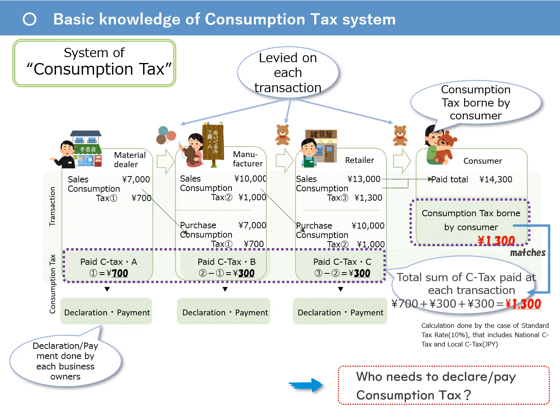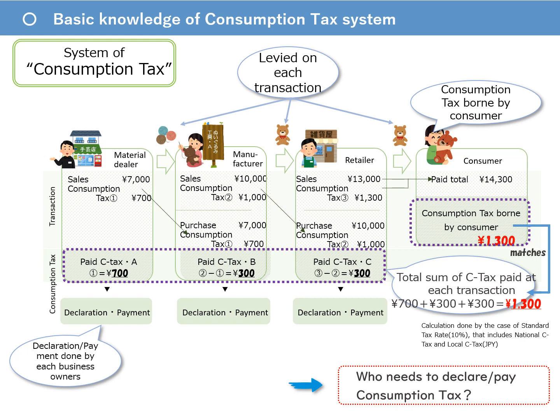As you can see, this manufacturer bought wool yarn from the material dealer and paid 7,700 yen for it. Then, the manufacturer costs this 700 yen of consumption tax into the selling price to a retailer. Retailer also costs 1,000 yen of consumption tax into the selling price of the product to a consumer. In this way, a consumer finally bears a burden of paying 1,300 yen of consumption tax.